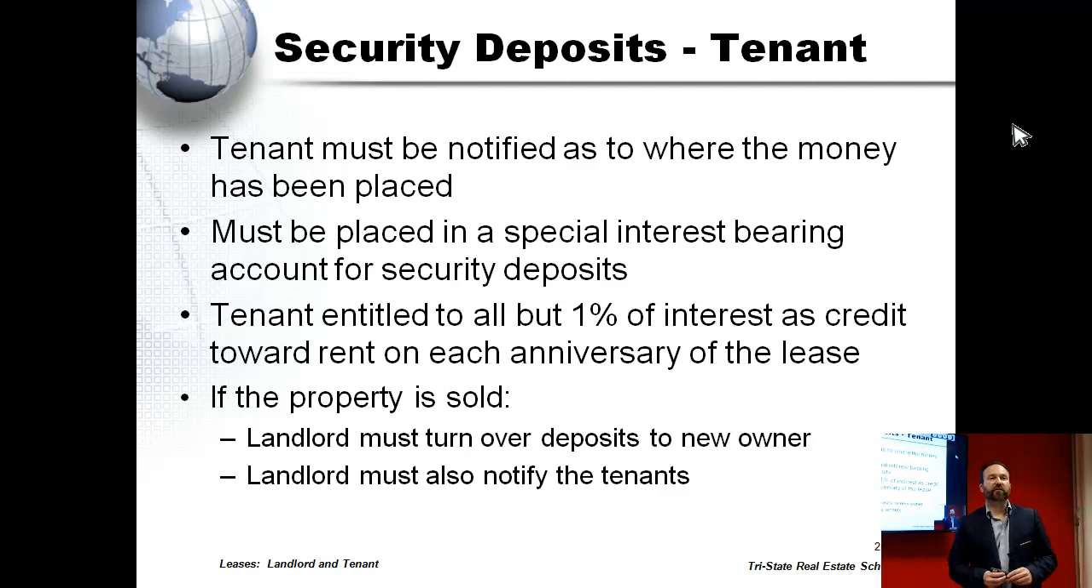So the tenant is entitled to all but 1% of that interest as credit toward the rent each month or on each anniversary of the lease. So you can keep 1% of that interest. Again, what a headache. How much interest do you get in the bank account anyway? Like 0.5%. So what are you really getting out of it? It's an accounting nightmare. If the property is sold, guess what happens? The deposits have to be transferred to the new owner immediately.